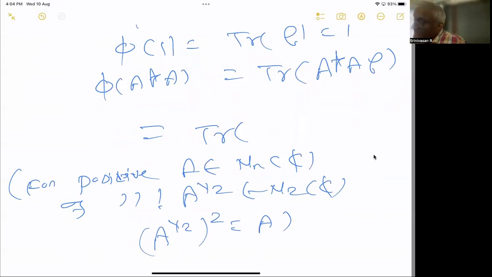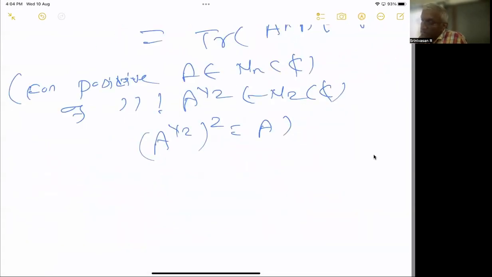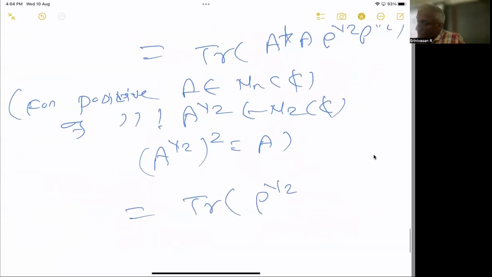Then this A star A rho can be written with rho equal to rho power half squared, which is equal to A star A rho power half rho power half. Now this is equal to trace of rho power half A star A rho power half.